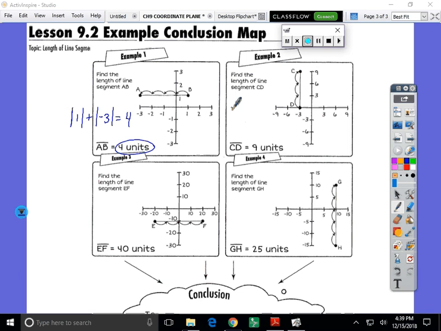So the pieces that are changing is like saying the distance from 0 plus the distance to +9. Oh, that gets us 9 units.